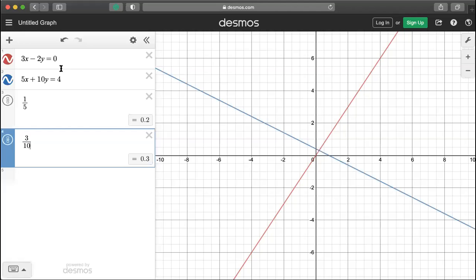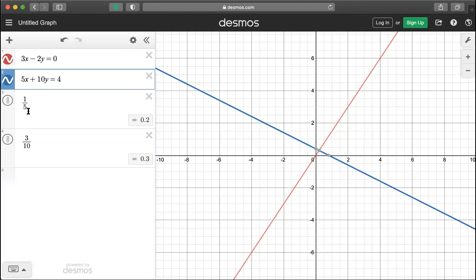Okay, so you can see that the red line is 3x minus 2y equals 0. The blue line is 5x plus 10y equals 4. I also put in the fraction 1/5 here. That is 0.2. And 3 over 10 is 0.3.